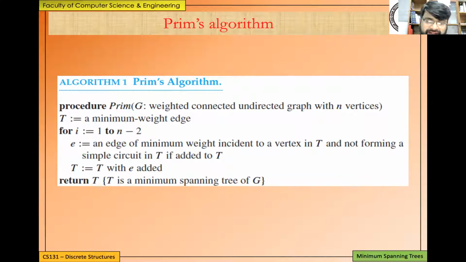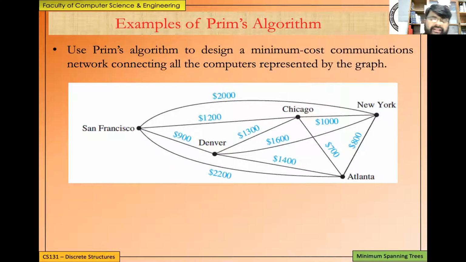and not for and that adding that edge should not form a simple circuit in T if added to T. And finally, what you do is you basically add that edge to T and finally return T, which is the minimum spanning tree of G. So let's say if we want to use the Prim's algorithm to design a minimum cost communication network connecting all the computers represented by the following graph.